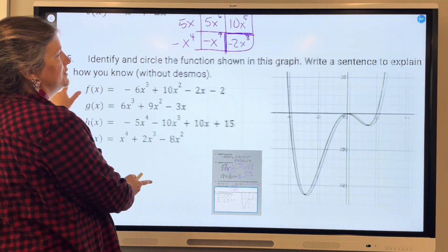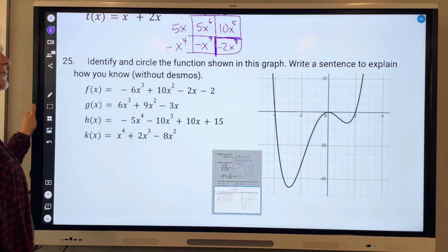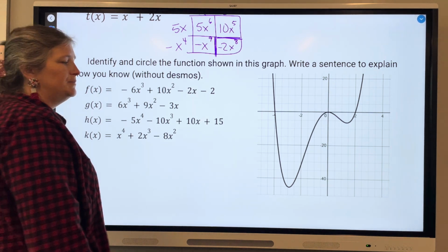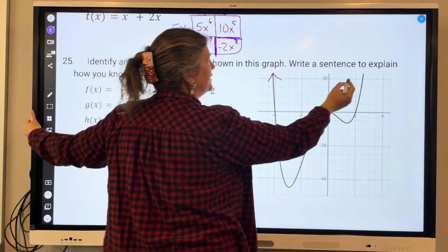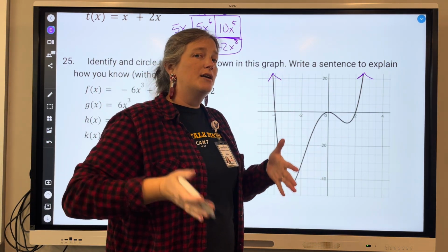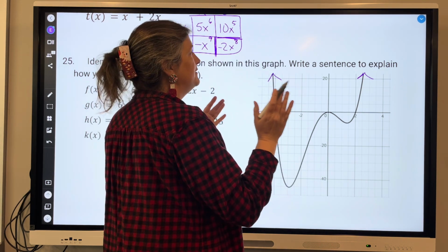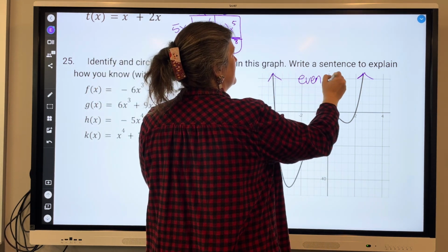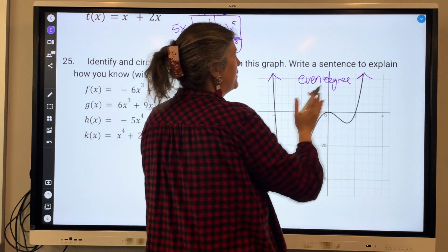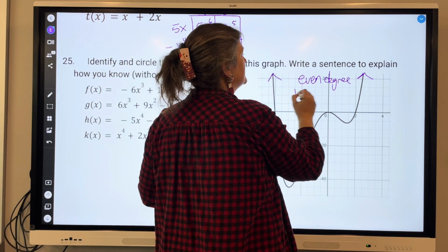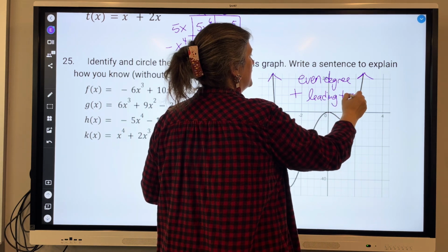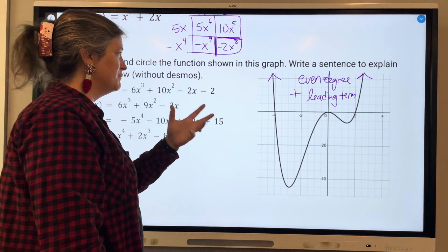Identify and circle the functions shown in this graph. Write a sentence to explain. So how do we know which function this is? One of the biggest indicators is going to be your end behavior. If we assume we can see the whole function, this end behavior that goes up and up is just like a quadratic or a 4th degree or a 6th degree. It is even degree. And when x is very positive, y is very positive. So there must be a positive leading term or leading coefficient, whichever. It must be positive.